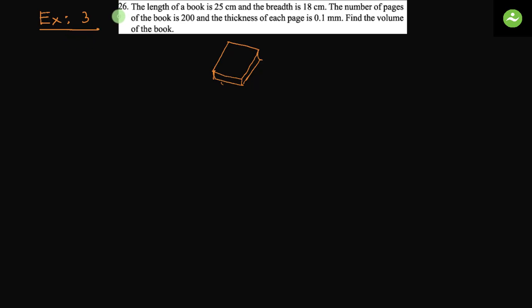Question number 26. The length of a book is 25 centimeter and breadth is 18 centimeter. So length is 25 centimeter, and breadth is 18 centimeter. The number of pages of the book is 200 and thickness of each page is 0.1 millimeter. Find the volume. So we have to find the volume.